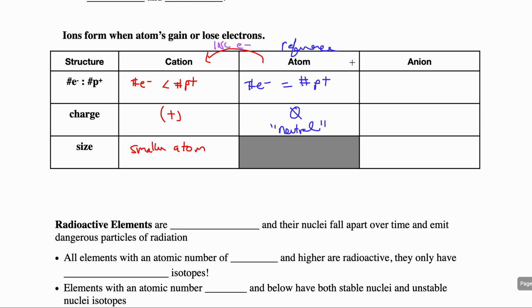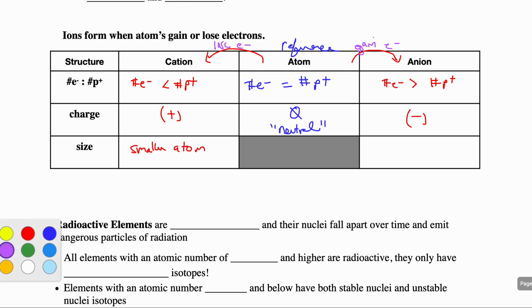Whereas some atoms will form an anion, and it's an anion if the net charge is negative. And in this case, that means that the number of electrons is now greater than the number of protons. How this happens is because the atom gains one or more electrons. And as a result, because particles were added to its structure, the structure becomes larger. So an anion is always going to be larger than the original atom.